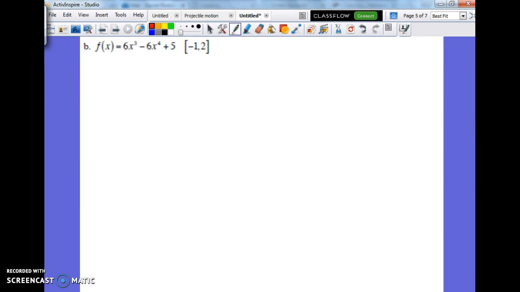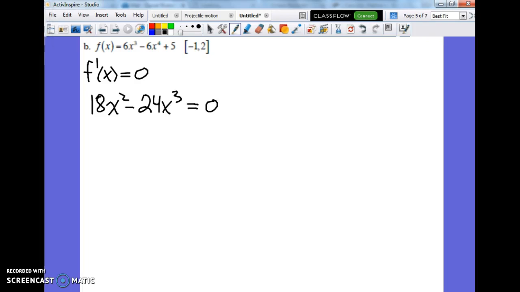Okay, find the max of n, do the same setup. Find your derivative where it's equal to 0. And there's f prime equals 0. Solve for x. Factor out an x squared. Factor out a 6x squared.